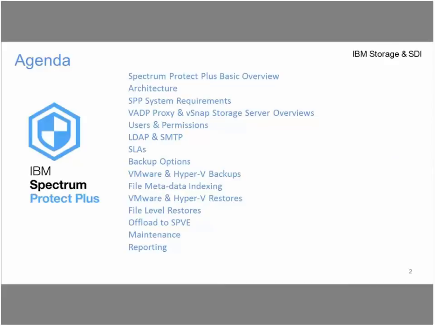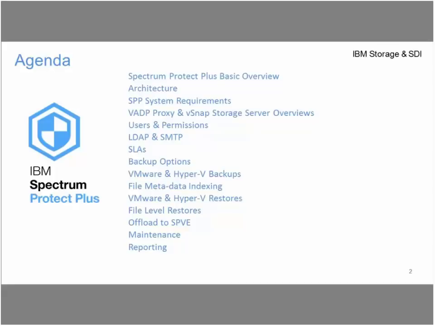So we're going to go through, as I mentioned, just a basic overview of Spectrum Protect PLUS, its architecture and system requirements. We're going to go through the various components of Spectrum Protect PLUS, which is the Spectrum Protect PLUS server, the VADP proxy, and the VSNAP storage server. We're going to talk about the various users and permissions that you can create within Spectrum Protect PLUS to allow you to leverage the role-based access control to distribute the management and functionality of the application.